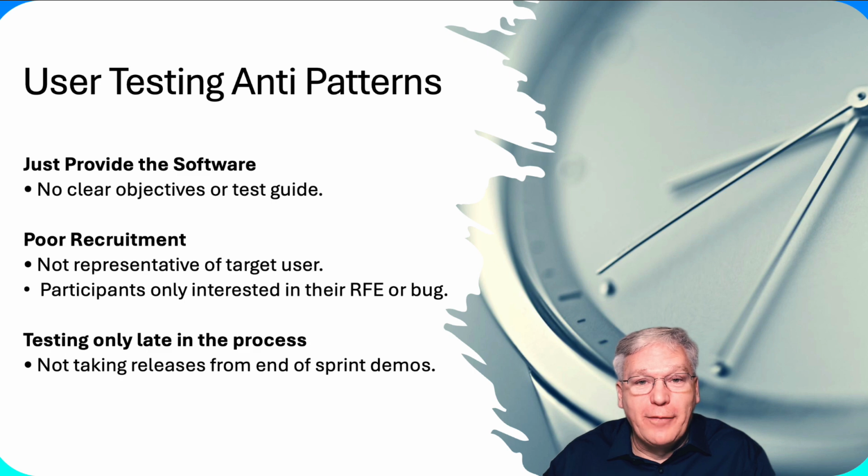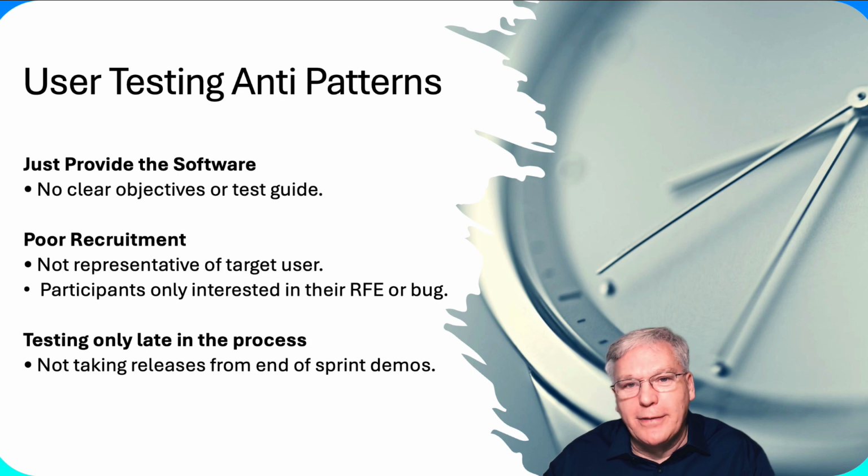Okay, user testing anti-patterns. Just providing the software. I'm guilty of this early in my career. I was working on some enterprise level software. We were only doing a release a quarter, and there was all kinds of time pressure to make the GA date, and we'd get close to the GA date, and we're like, hey, we got to do a beta, and then we just release beta copies to some customers. No clear objective, no clear test guide. They didn't know what to do with it, and it just ended up with frustration on both sides.